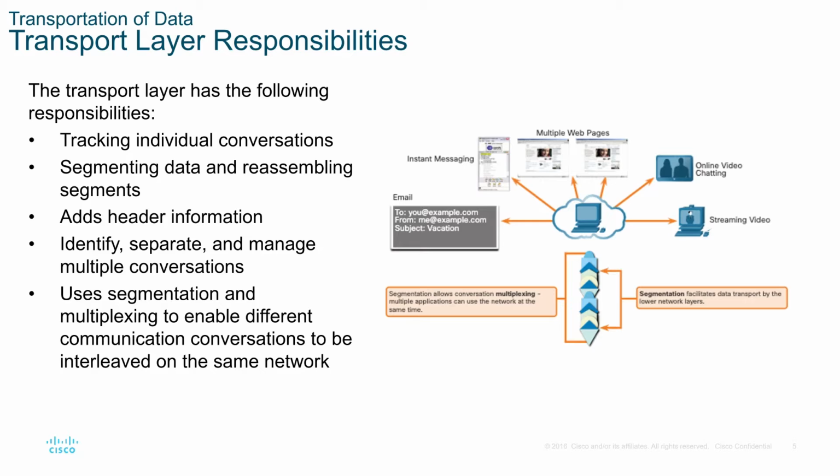At the transport layer, we would add a header with information about the type of data or port number that we are transporting. We would identify, separate, and manage multiple conversations. And it uses segmentation and multiplexing to enable different communication conversations to be interleaved on the same network.